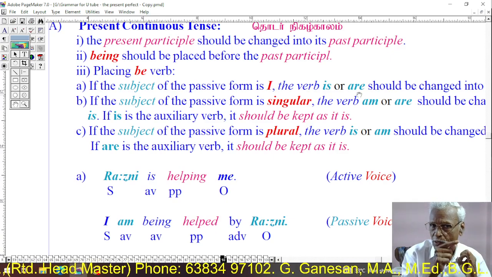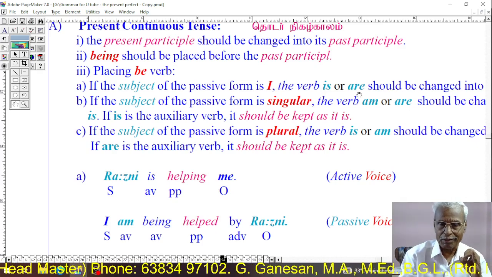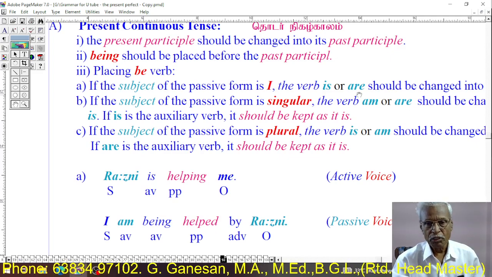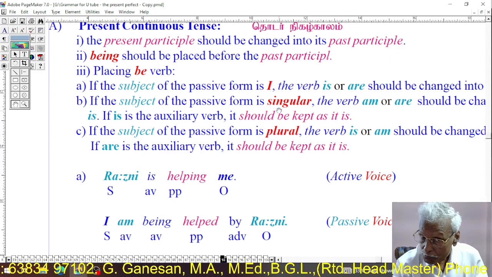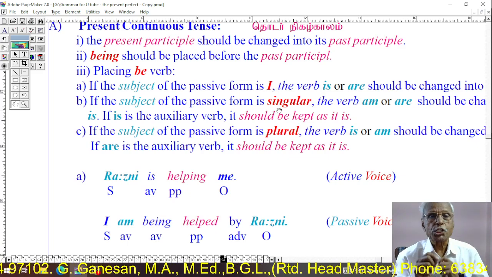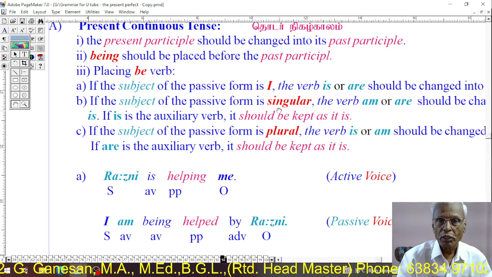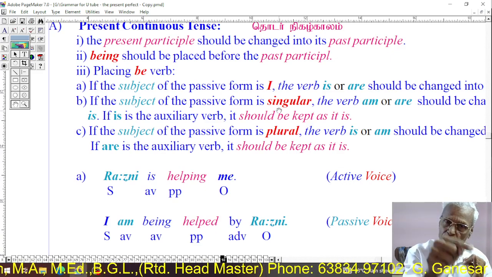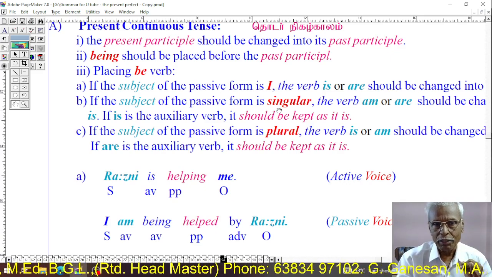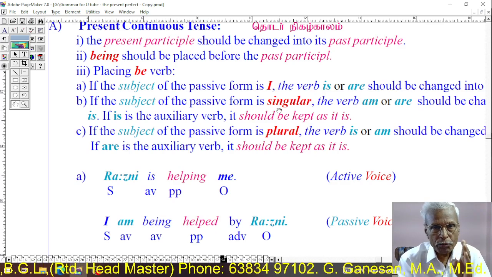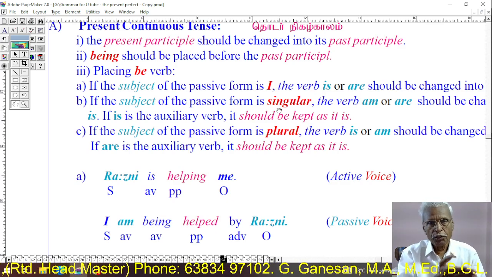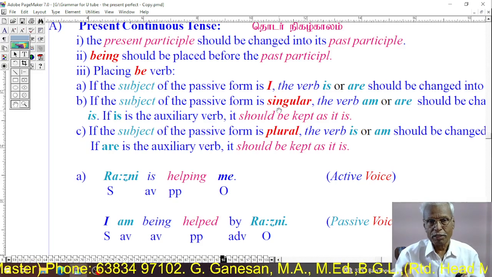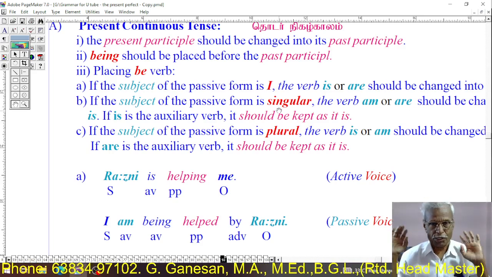If in the active voice there is am or are, this am or are should be changed into am when the subject is I. When the subject of the passive form is singular, is should be placed there. If there is am or are, this am or are should be changed into is. If is is there, that is should be kept as it is.